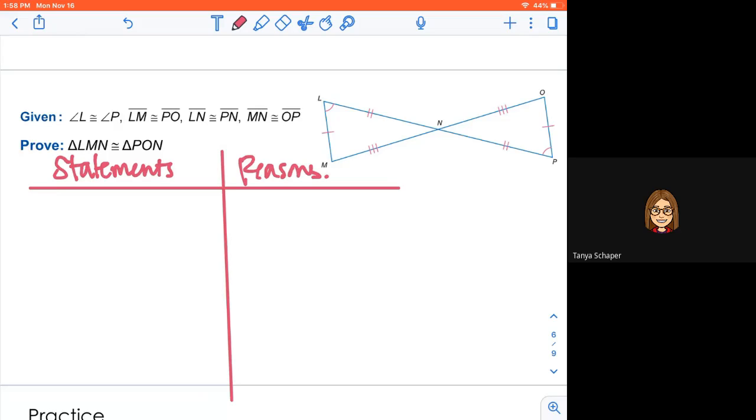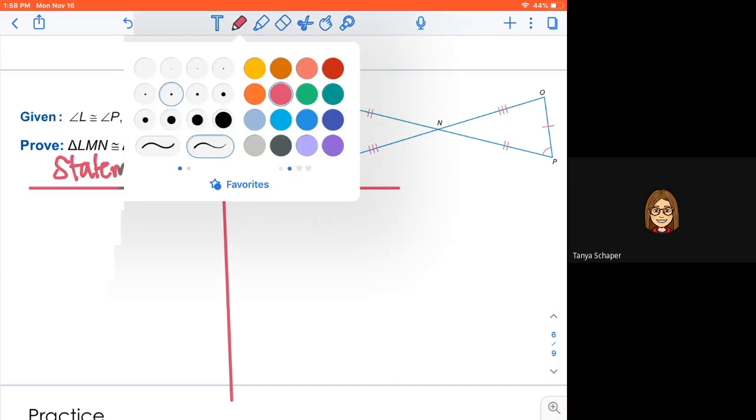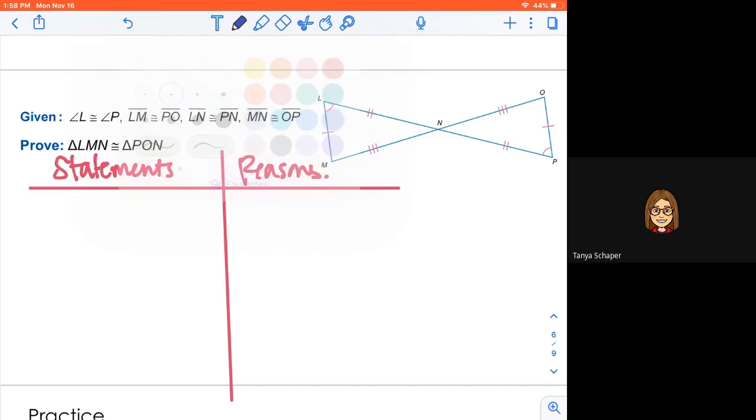So what do I know? I'm not going to write anything down. I know L and P are congruent. I know LM and OP are congruent. So I need to prove that triangle LMN and PON are congruent. What am I missing here? In addition to my given, I can say that LNM and ONP are congruent because of the vertical angles theorem. So that's going to be helping me.